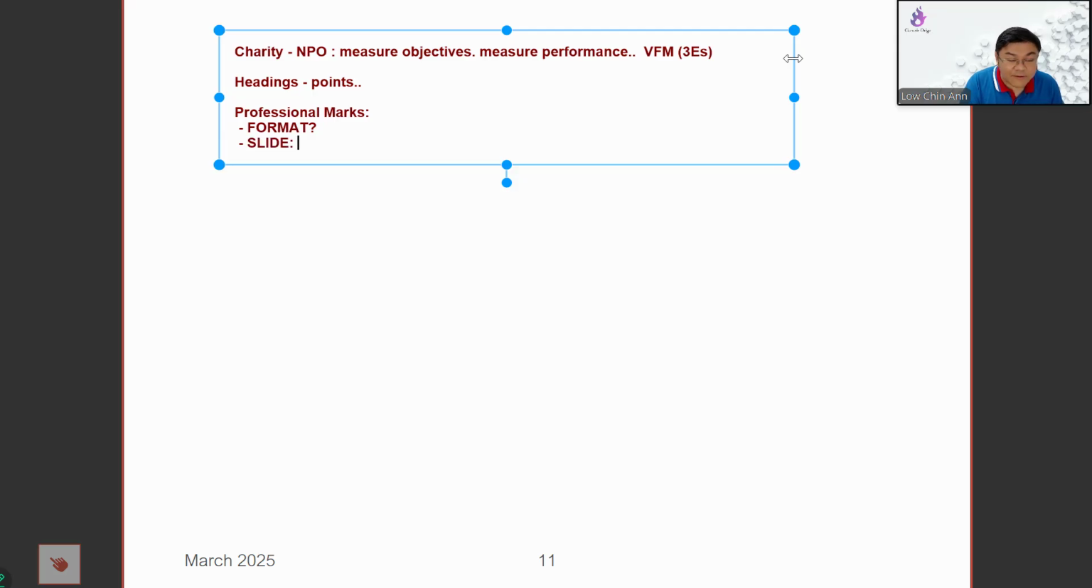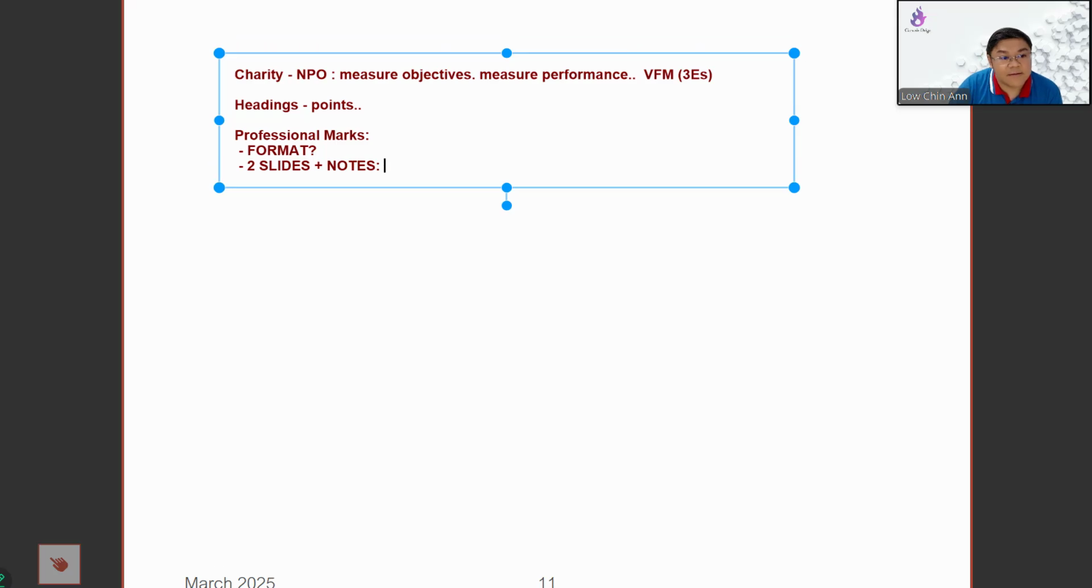There's usually one question, not all the time, but usually one question that asks you to prepare 2 presentation slides with a note. So please remember, the slides will need to be brief and concise points, because when you do slides, you don't write all the lengthy essay. The essay comes under the notes, so don't forget that. Okay, now these are the key things that I think you have to bear in mind.